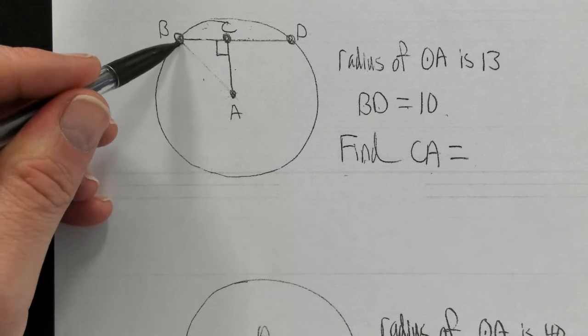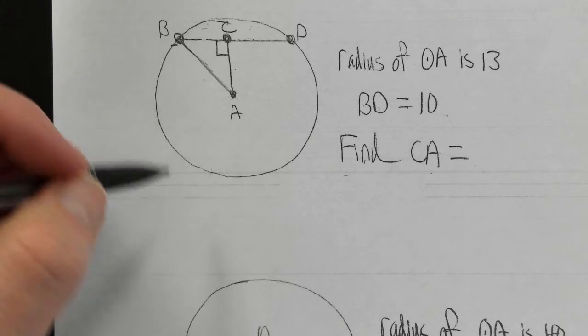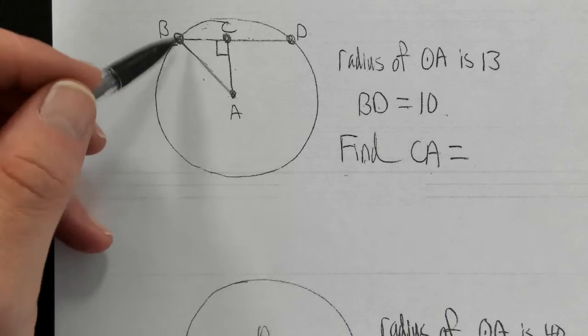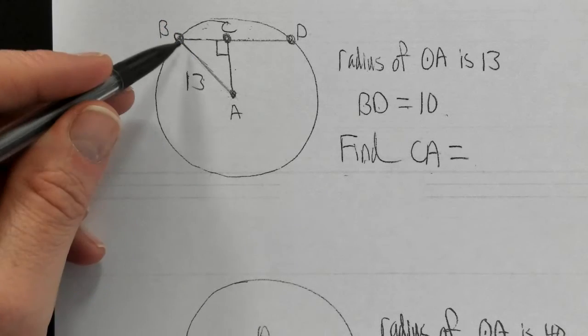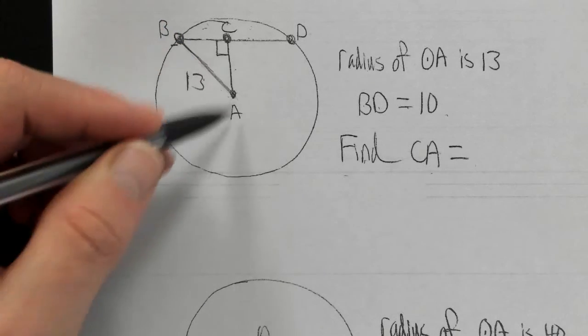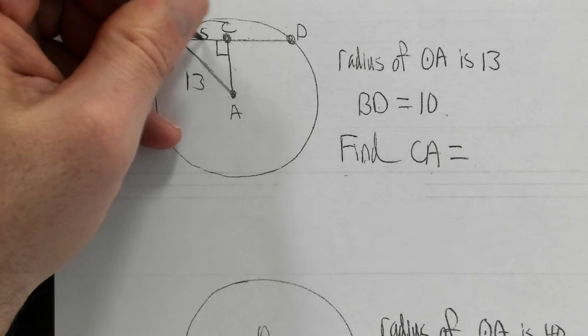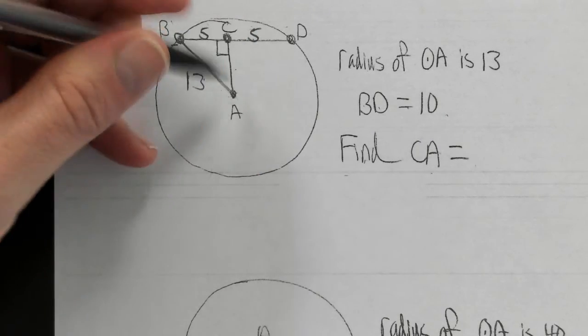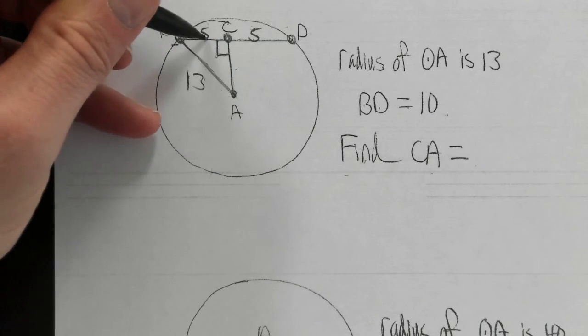Okay, but I want to draw in the radius that would actually help me solve the problem, and that's the one that creates a right triangle right here. How long is it? 13. So I need to draw in the radius that makes a right triangle. And BD is 10. That means each half of this is 5 and 5. Why? From the theorem that says if the radius hits the chord perpendicular, it's got to cut it in half.